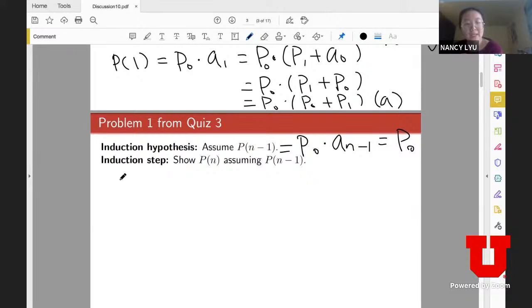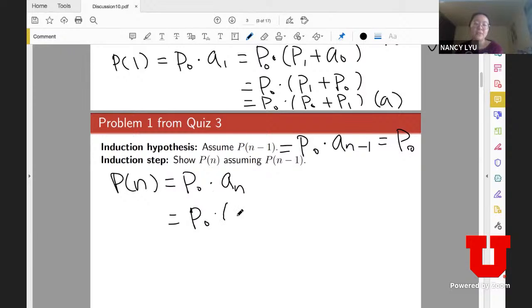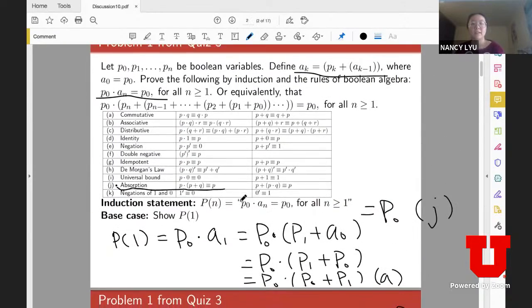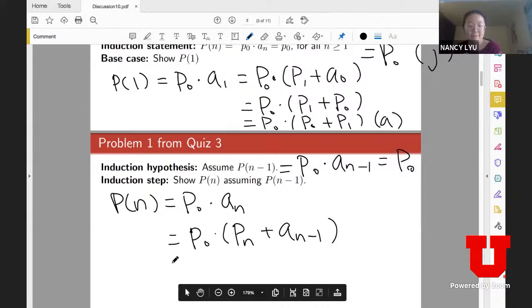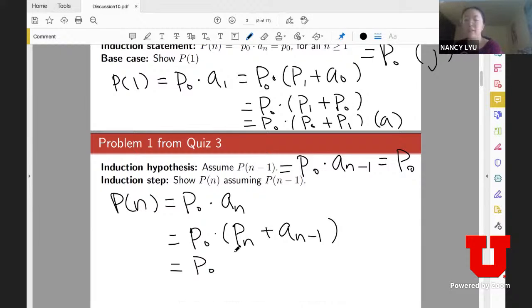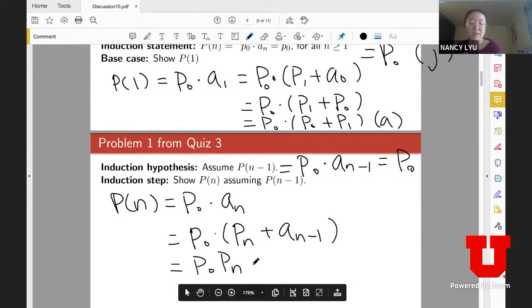And for the inductive step, we show that Pn is true, assuming Pn minus 1 is true. So that Pn here, An. And if we substitute the formula for An, which is Pn plus An minus 1. Okay, and then we see, now we can use the distributive law to get P0 dot Pn plus P0 dot An minus 1. And that's using distributive.